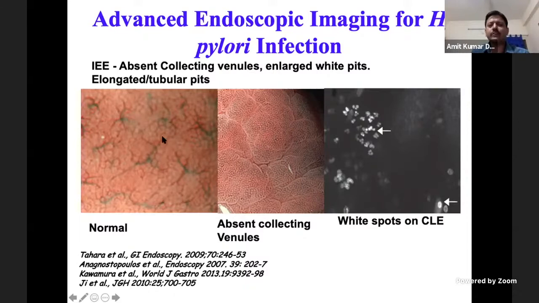And this is about 80 to 85% sensitive to pick up an infection. Similarly, you can see features of infection on a confocal laser endomicroscopy. But just to caution you that these are not replacements for your usual testing because they are not direct testing. But just for interest, I am putting this. But this is not a substitute and these are not recommended for detecting infection.